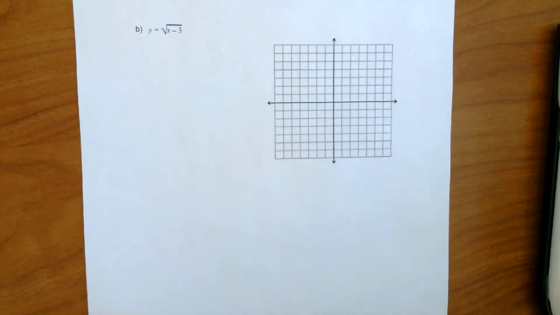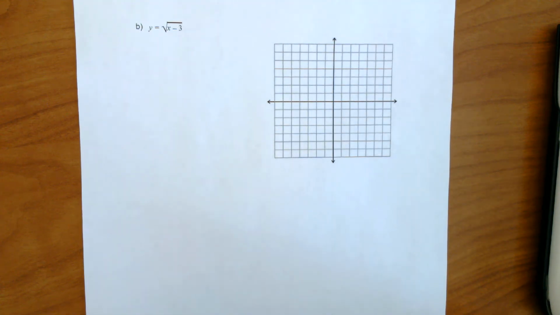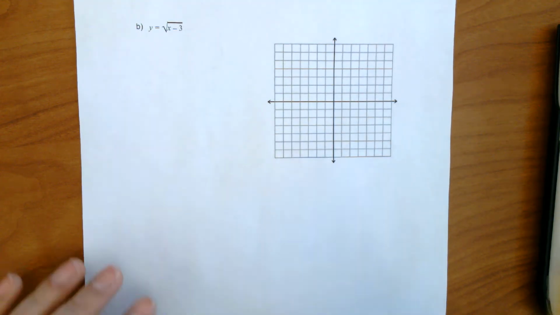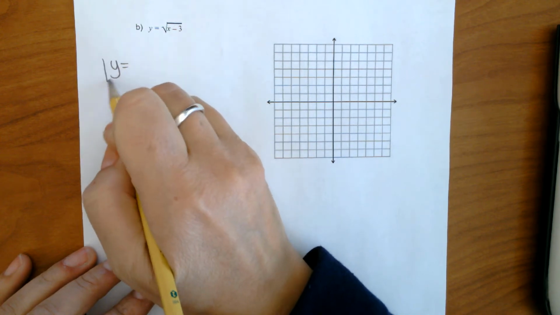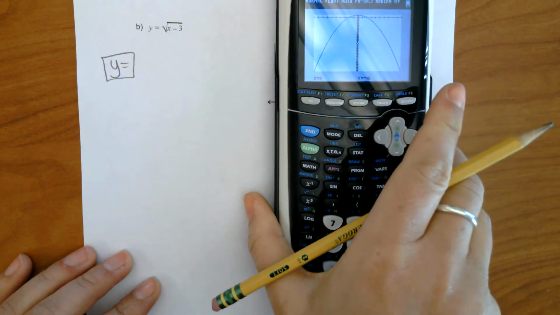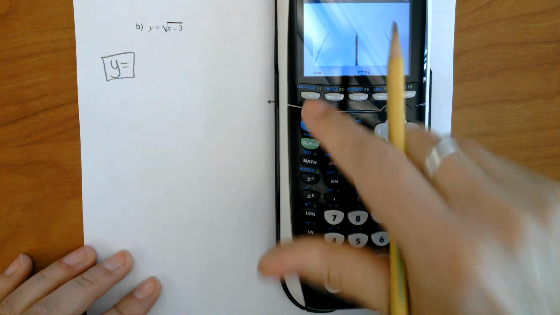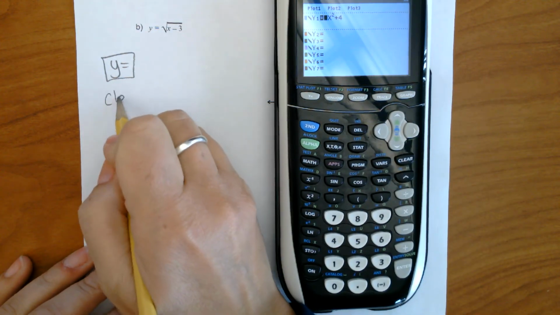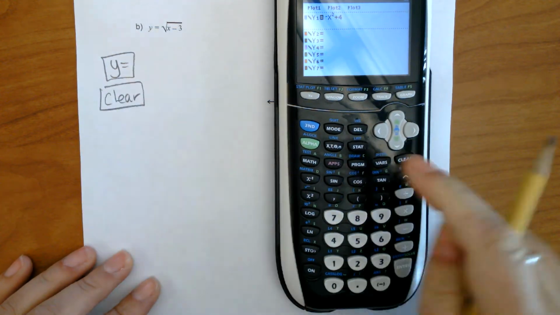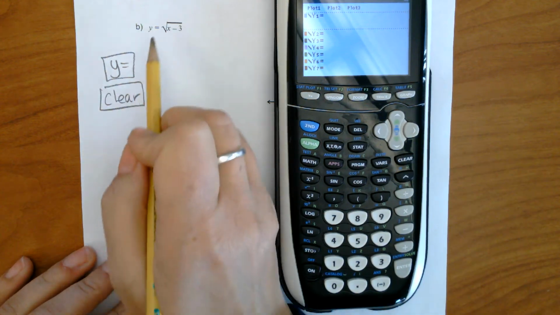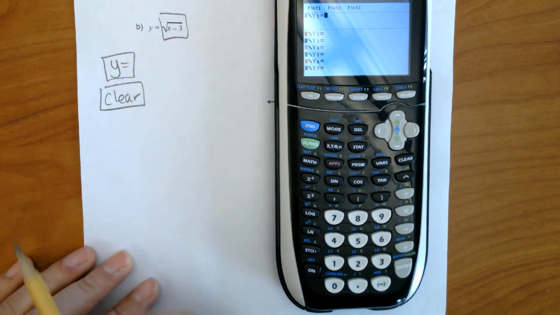for our last one. Here we have y equals square root of x minus 3. So first you're going to press that y equals button. Y equals. We're going to clear out any equations. Clear.